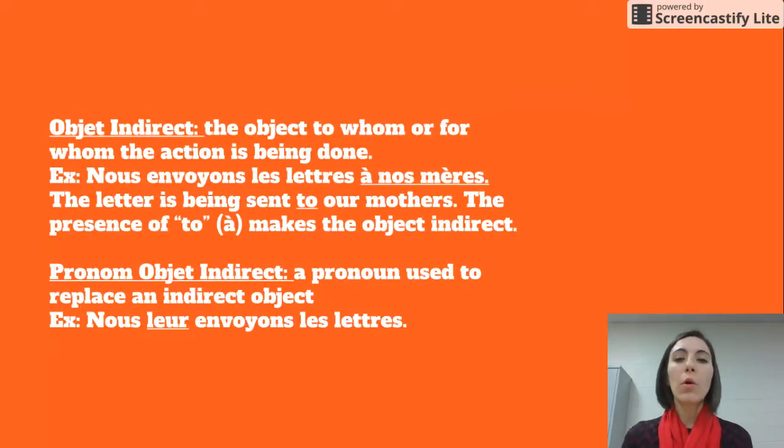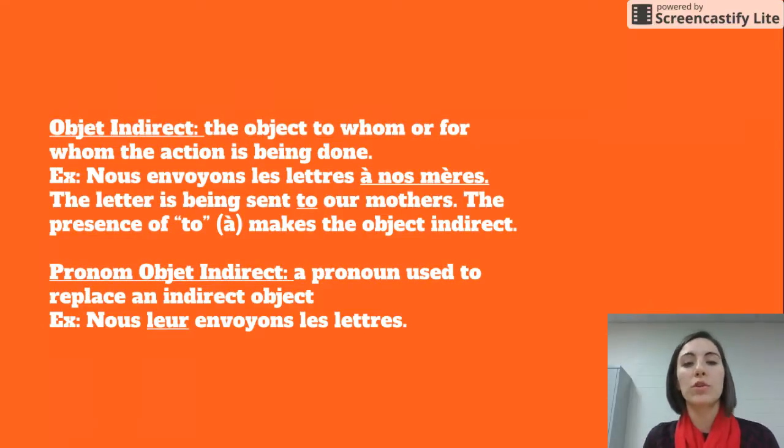Today we're going to talk about objets indirects, so indirect objects. These are the objects to whom or for whom the action is being done. So if you see this example, we have nous envoyons les lettres à nos mères. To whom are the letters being sent? Oh, it's à nos mères, to our mothers.